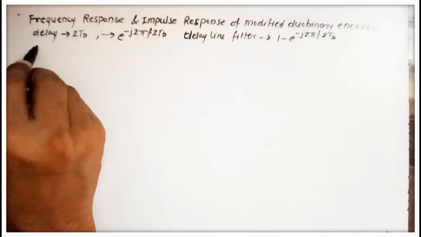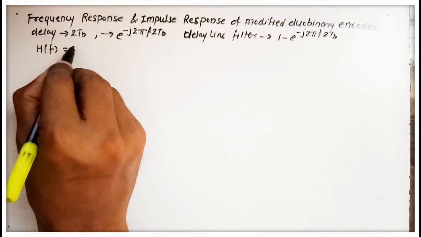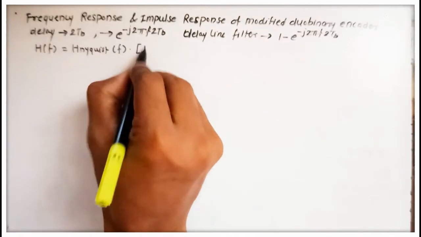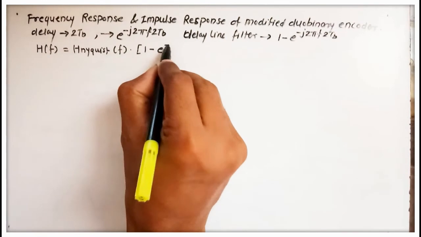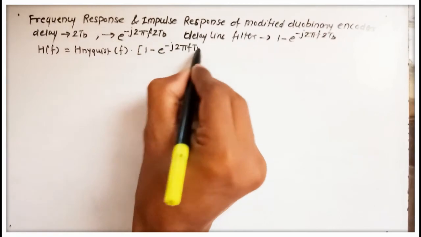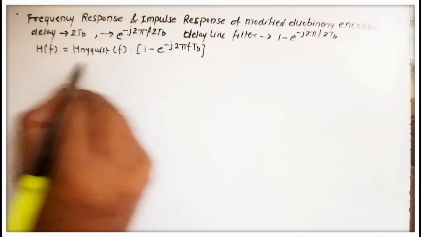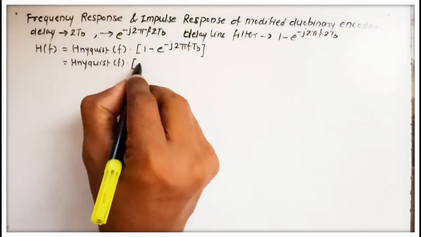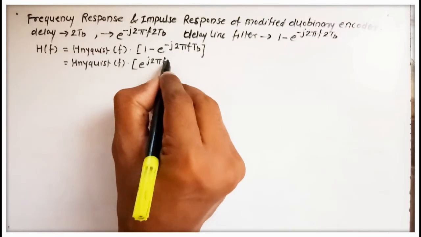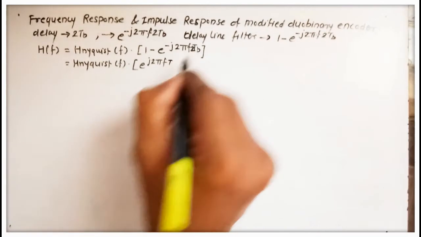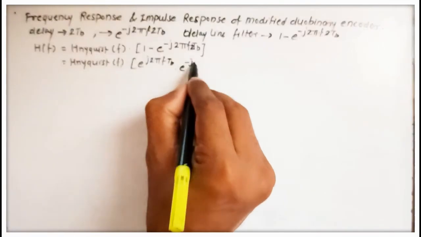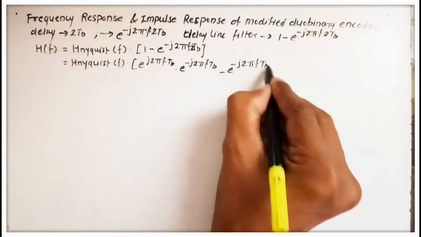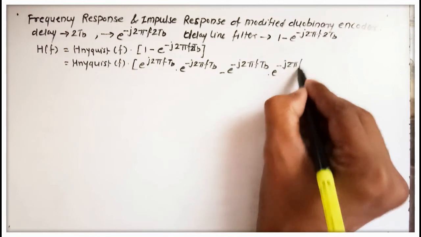Now we know that a delay line filter is followed by a Nyquist channel, and therefore the total frequency response of this modified duobinary system can be given as H of f equals H Nyquist of f into the frequency response of the delay line filter, that is 1 minus e raised to power minus j 2 pi f 2Tb. Now we can simplify this square bracket as e raised to power j 2 pi f Tb into e raised to power minus j 2 pi f Tb minus e raised to power minus j 2 pi f Tb into e raised to power minus j 2 pi f Tb.